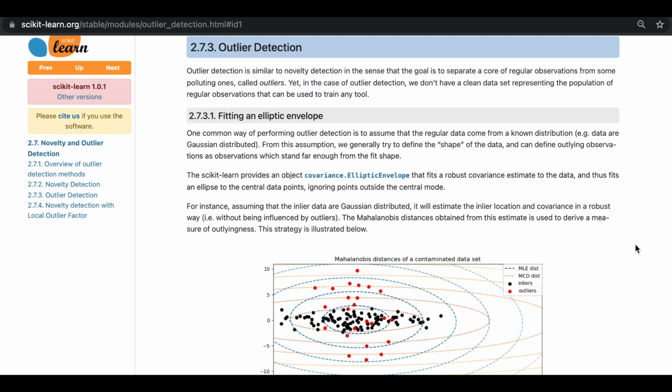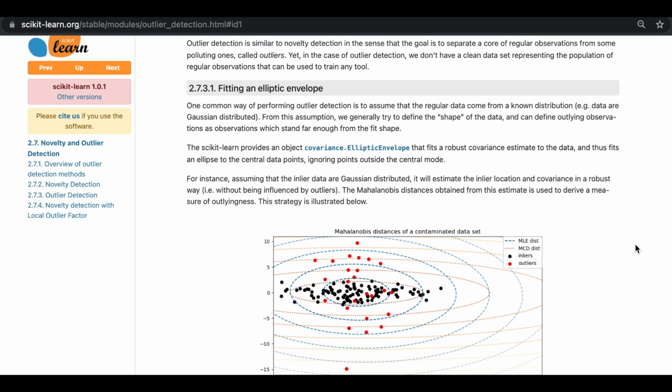Now that we covered novelty detection, let's look at outlier detection. The simplest way to think about anomaly detection for a particular data set is to think about the fact that the data from that particular data set comes from a particular distribution. And what is the most common and the simplest distribution known in statistics and in data science? Well, it's the Gaussian distribution or the normal distribution.